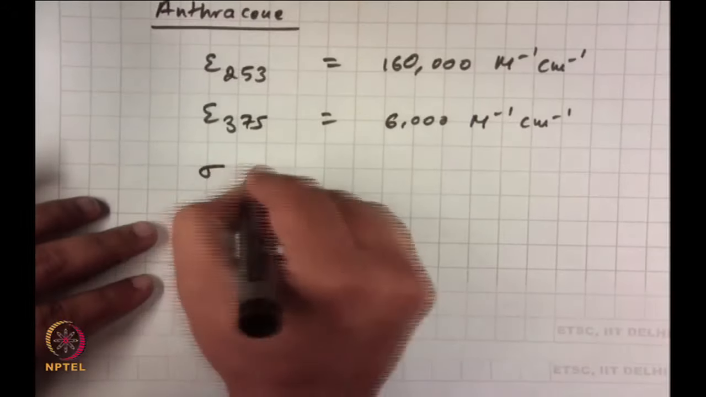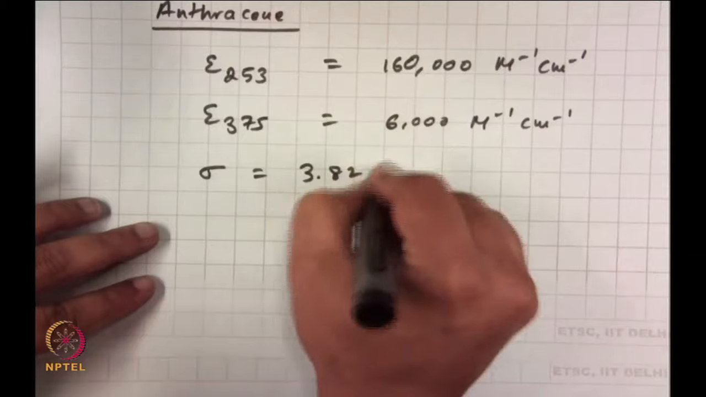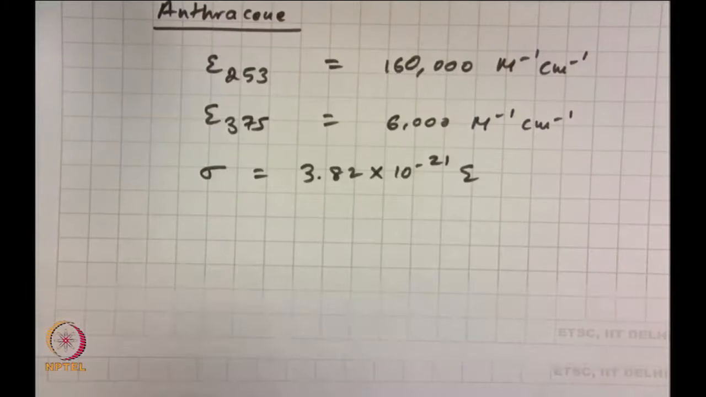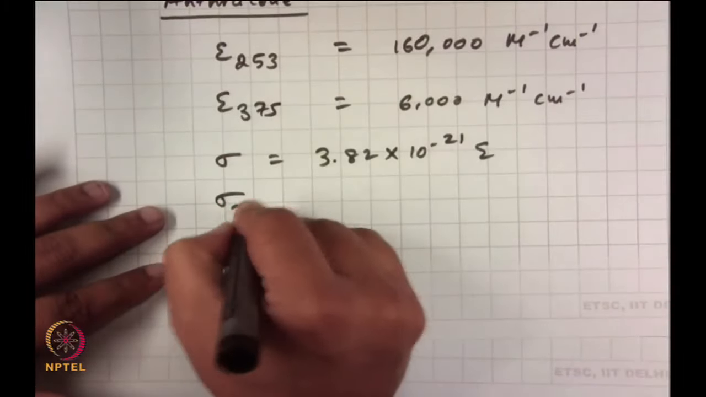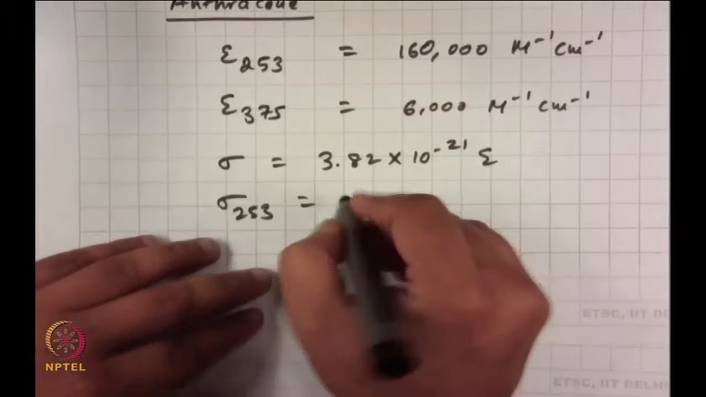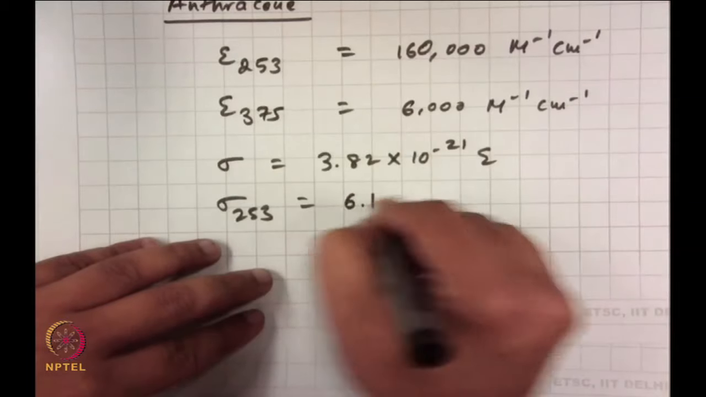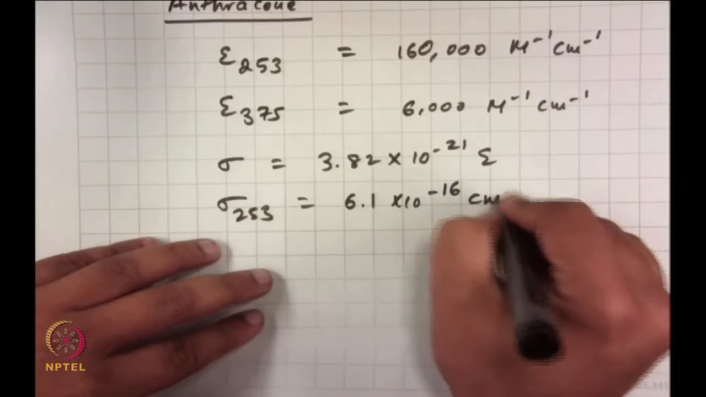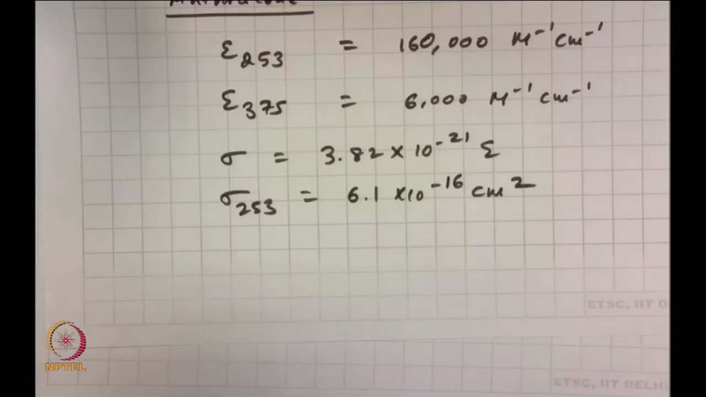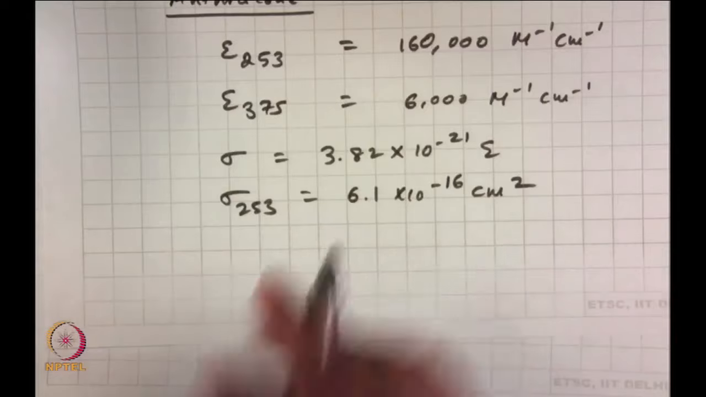You know what sigma is, right? We know that sigma is 3.82 times 10 to the power minus 21 times epsilon. This is from 5. So, let me give you the value. For sigma 253, if you do the math, it comes to about 6.1 times 10 to the power minus 16 centimeter squared. Okay. And please remember, if sigma is a cross section area, what is the unit of sigma? Centimeter squared. Volume was centimeter cube, length was centimeter, then sigma has to be centimeter squared. I should have mentioned this before, I forgot. So, centimeter squared, 10 to the minus 16, right.